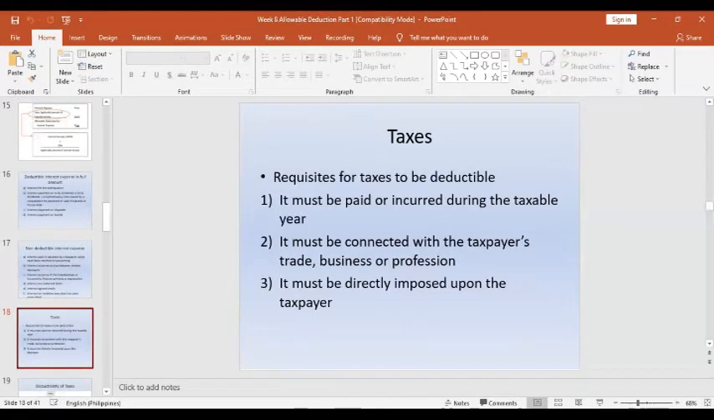Okay, these taxes are the other taxes paid by the business as part of their expenses. So we have the following requisites or conditions on when these taxes can be deductible or allowable deductions to the gross taxable income. First, the taxes must be paid or incurred during the taxable year. These taxes are connected with the taxpayer's trade, business, or profession, and these taxes must be directly imposed upon the taxpayer.